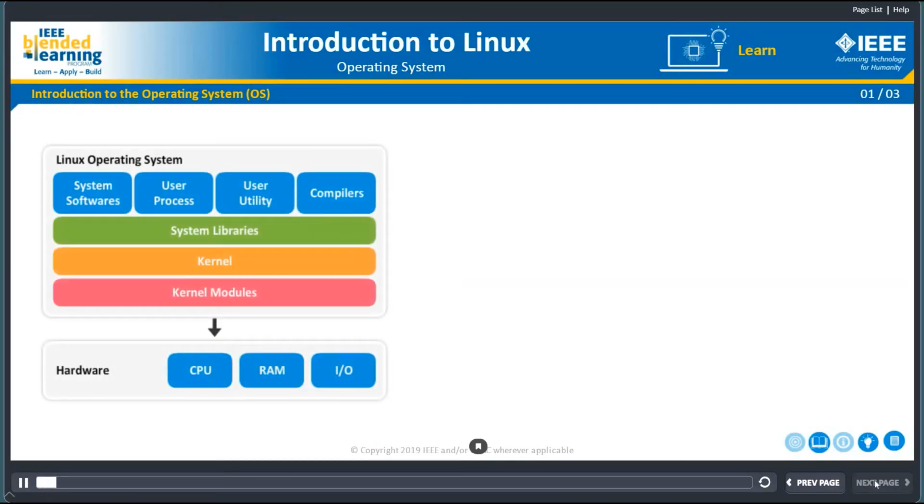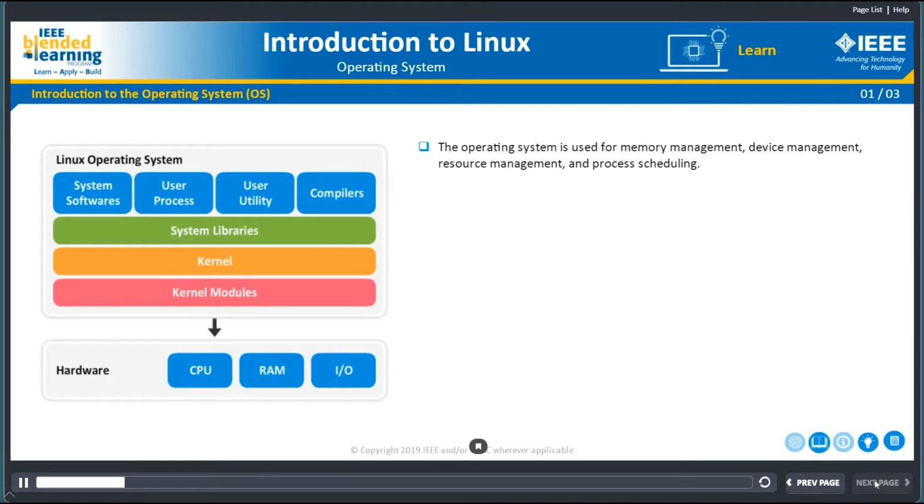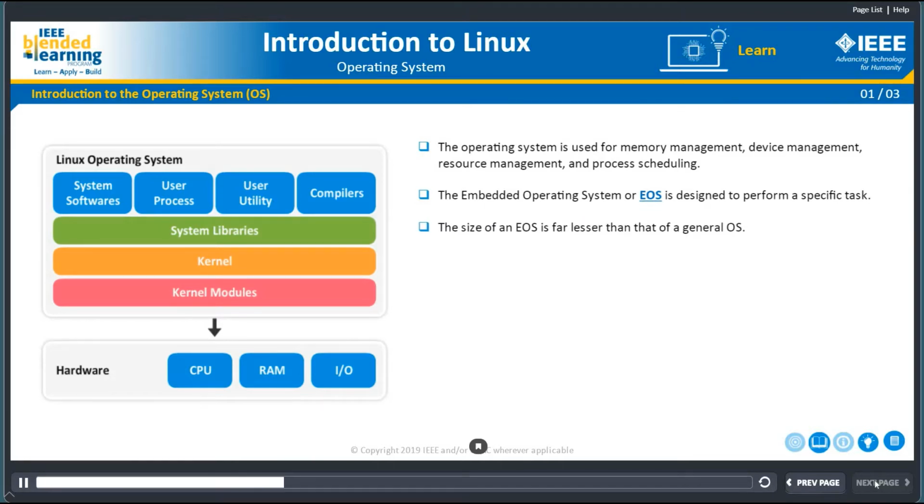Let us begin with an introduction to the operating system, or the OS. The operating system is used for memory management, device management, resource management, and process scheduling. The Embedded Operating System, or EOS, is designed to perform a specific task. The size of an EOS is far lesser than that of a general OS.